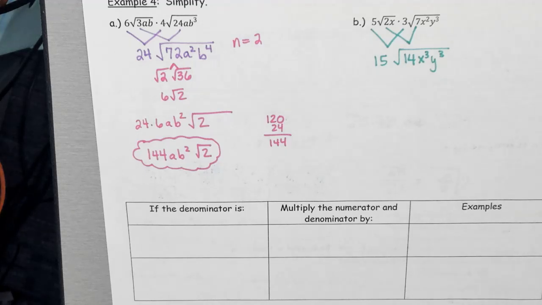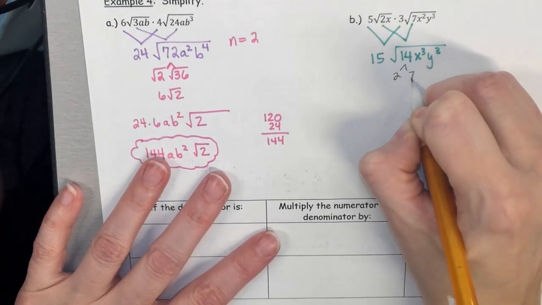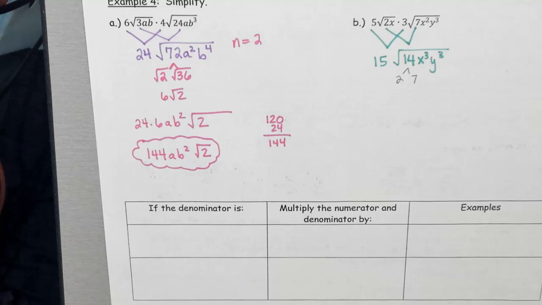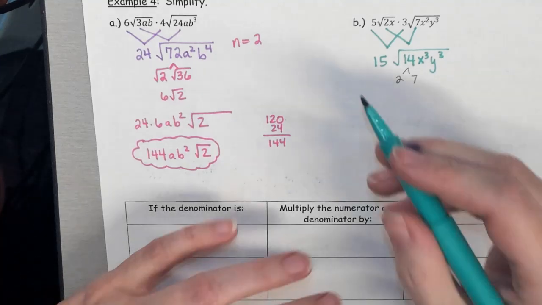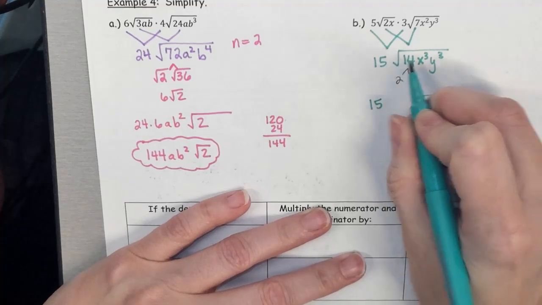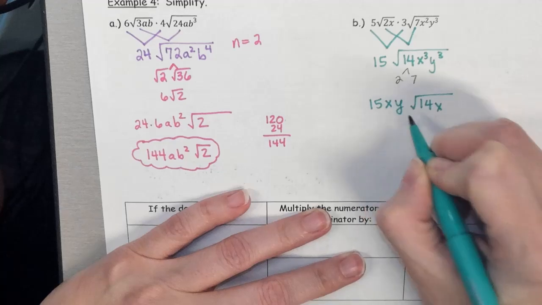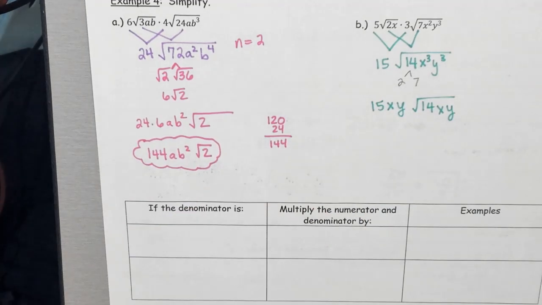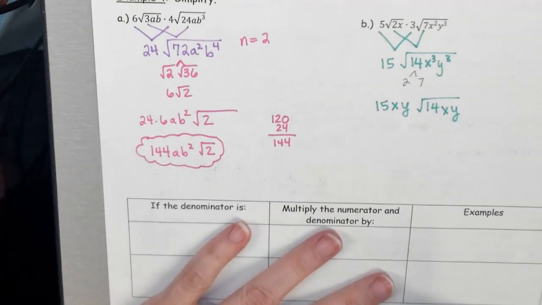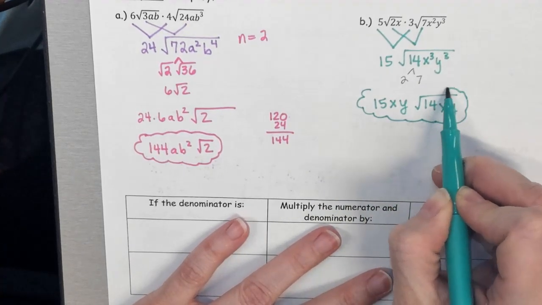So like 14 breaks down into 2 and 7, right? So there's nothing that I can take out of there, so I know it has to stay inside. Okay, 2 goes into 3 once with 1 left over. That is the same exponent, so the same thing happens. So you have 15xy times the square root of 14xy.